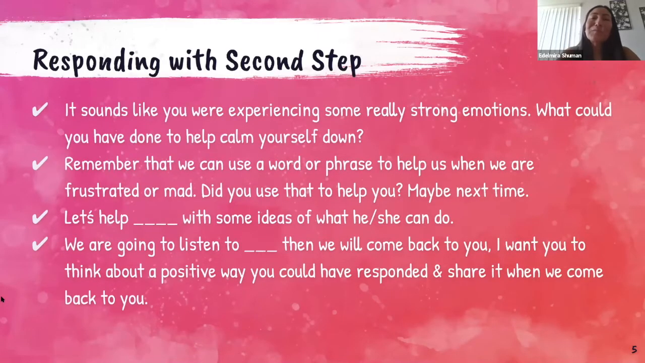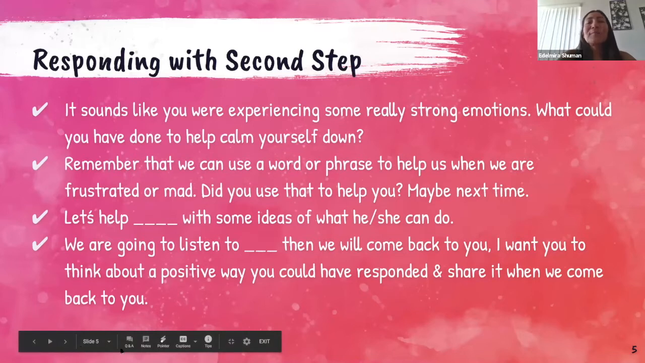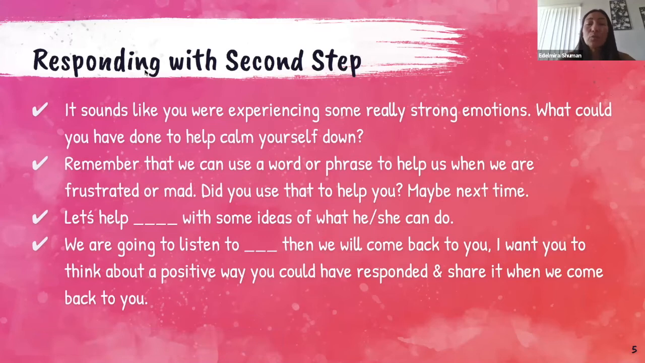Okay, and then here's where we mix in the Second Step. Based on their responses, sometimes we'll respond using those strategies that we have learned from Second Step. It sounds like you were experiencing some really strong emotions. What could you have done? And we guide them. And sometimes the other students like to add, yeah, you shouldn't have done this, or you should think about that.